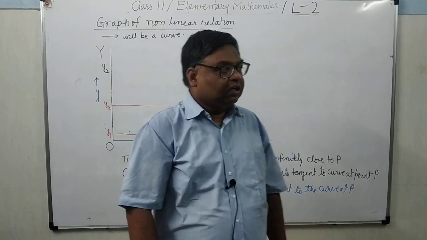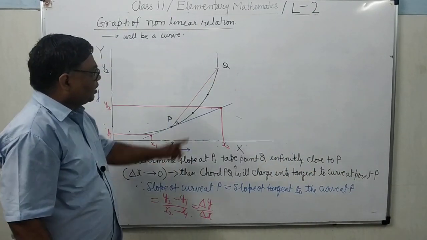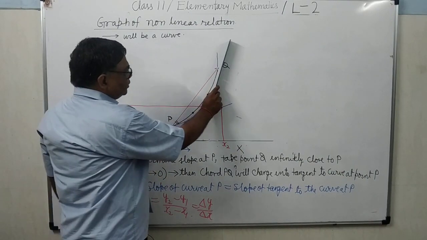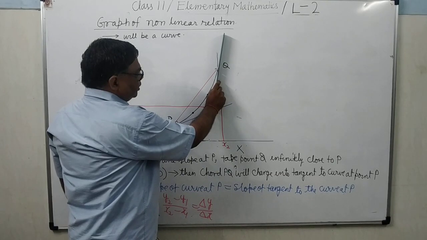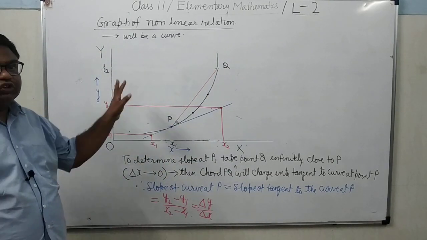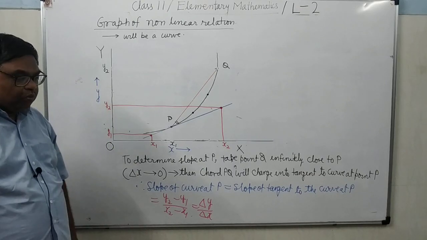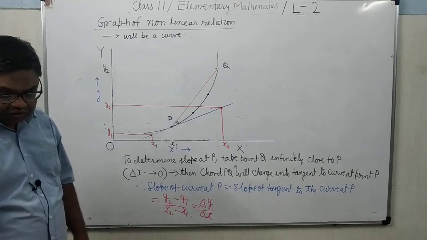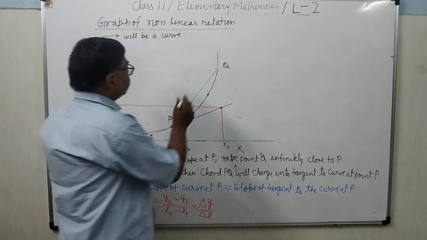It's clear. Means if you have to determine the slope of the curve at point Q, you will draw the tangent here. This will be the tangent. Now you determine the slope of the tangent. So it is the geometrical procedure. Now with the help of calculus, calculus is the branch of mathematics. It's clear.